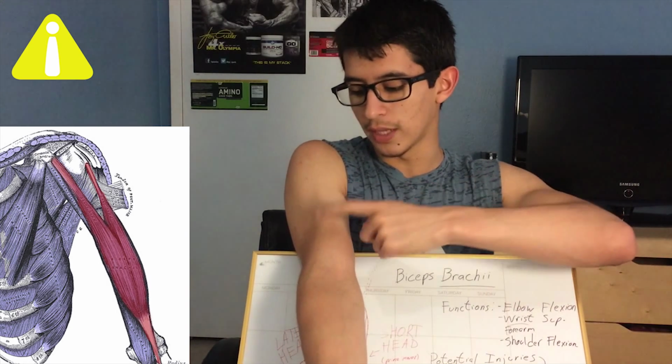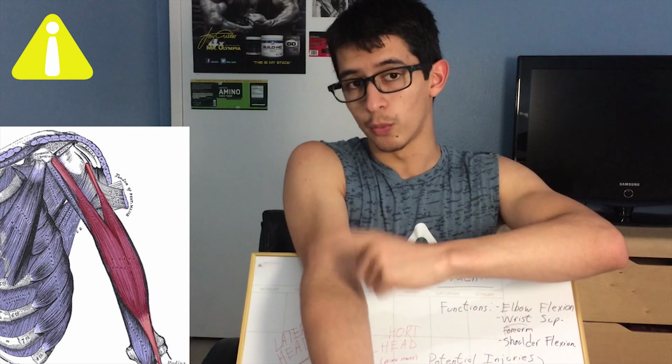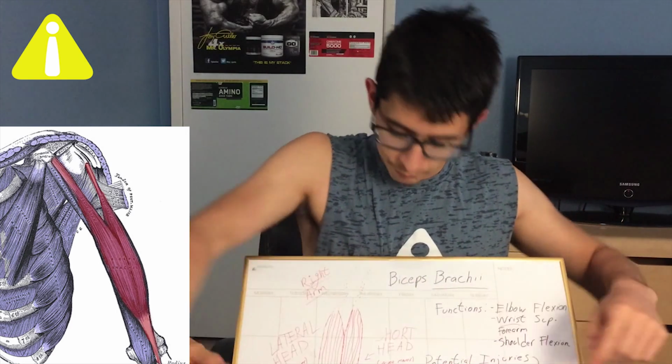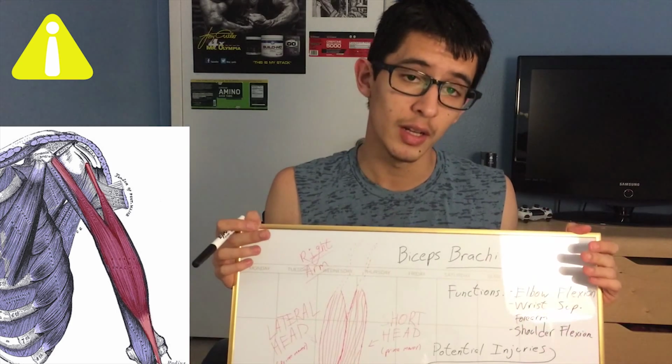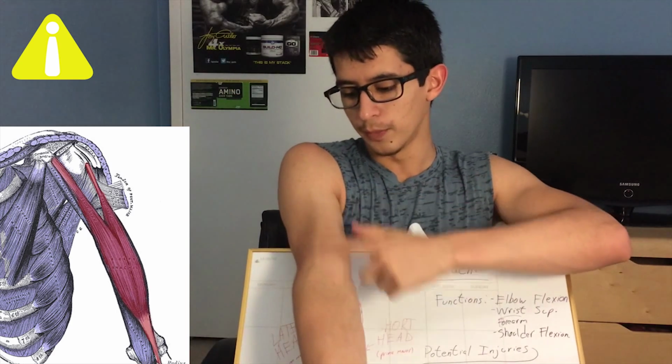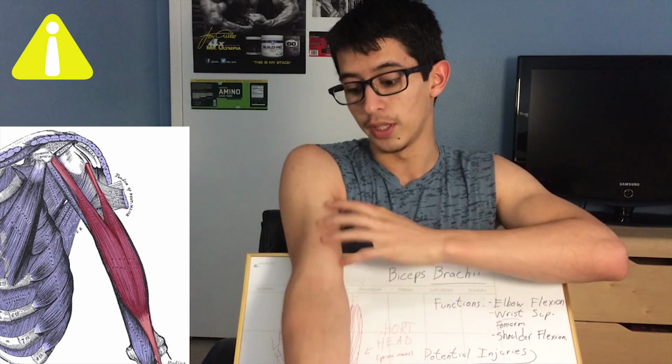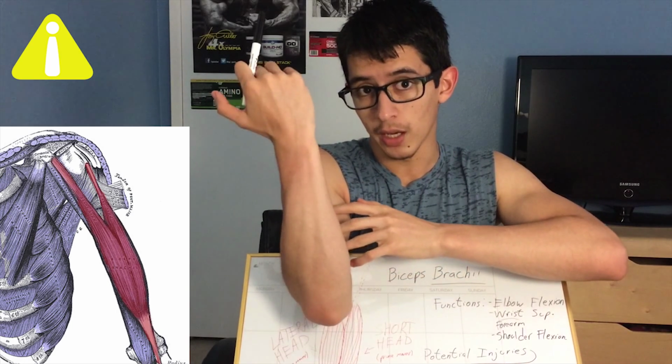So you can see how the lateral head or the long head will insert into the radius and the short head into the ulna. So what this helps you determine is that if the muscle group is here, then it's going to pull a muscle, or what it's connected to, and bring it up.